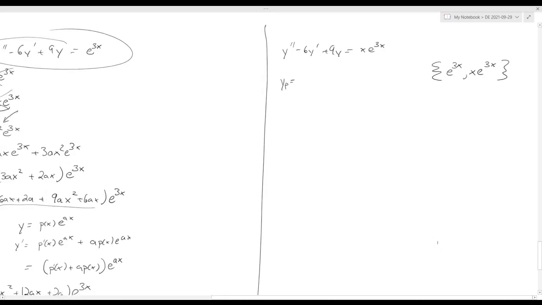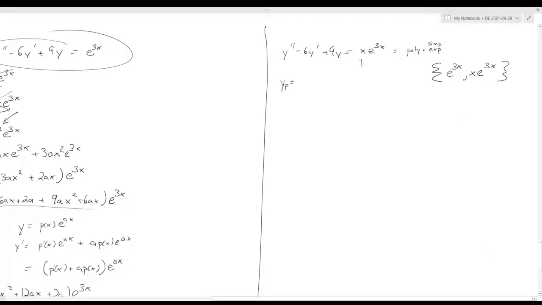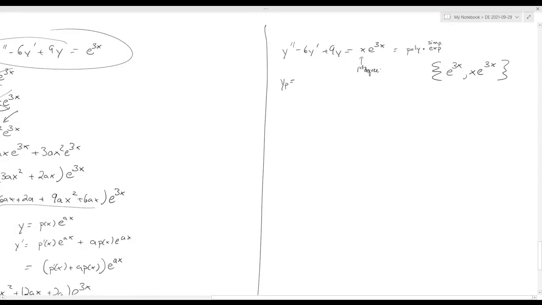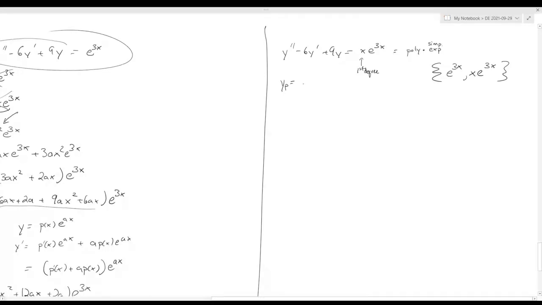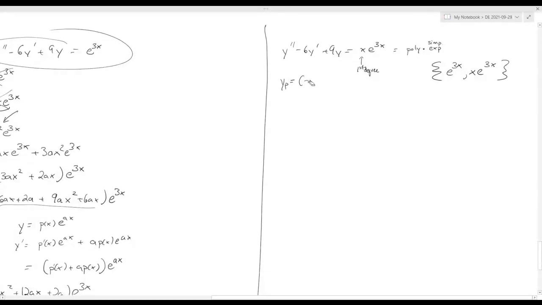okay, so this is where you get a polynomial times an exponential on the right-hand side. So this is the form polynomial times a simple exponential. Okay, so now what degree is this polynomial? Well, it's first degree, or first order, I guess. It's linear. So when we assume our particular solution, we have to assume a generic form of the right-hand side. So the generic form of a first degree polynomial is ax plus b.